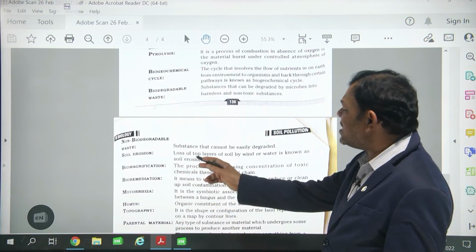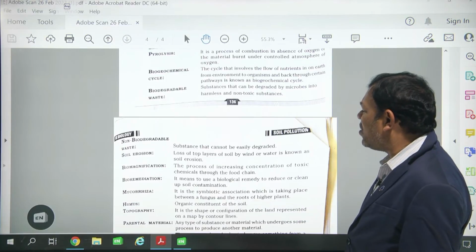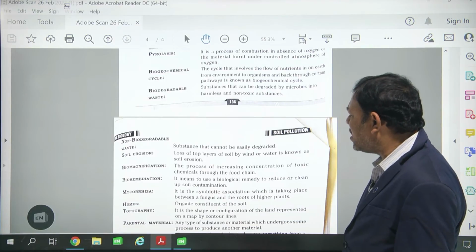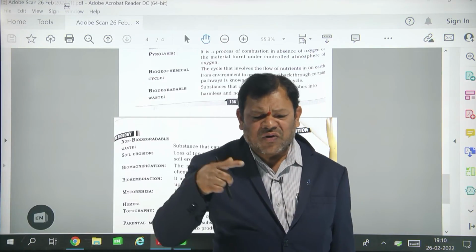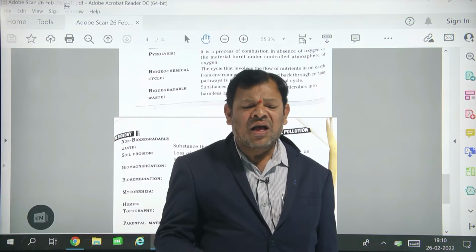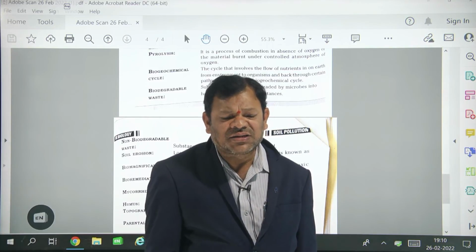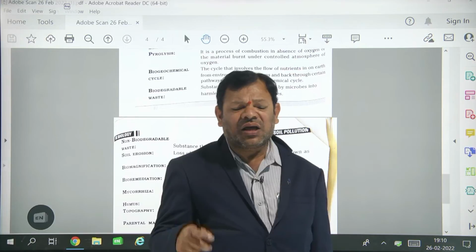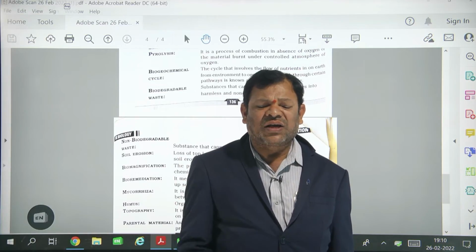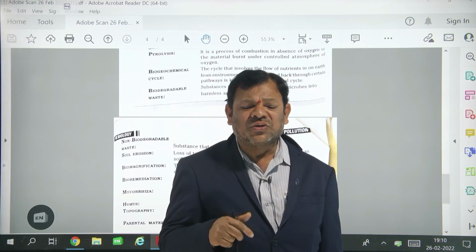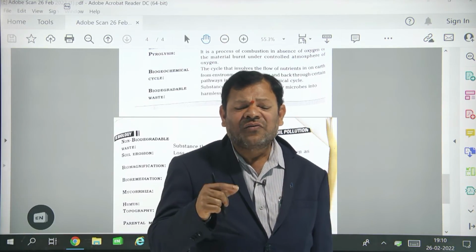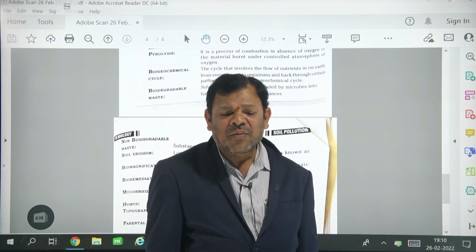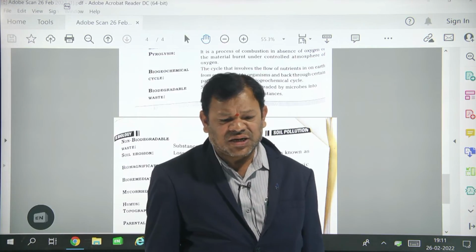Soil erosion. Loss of the top layers of the soil by wind or water is known as soil erosion. If the soil moves from one place to another place through air and water, that is known as soil erosion. Soil erosion we can prevent with the help of growing plants. Do you understand?